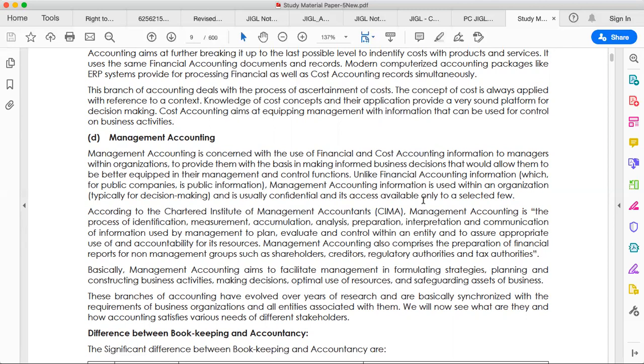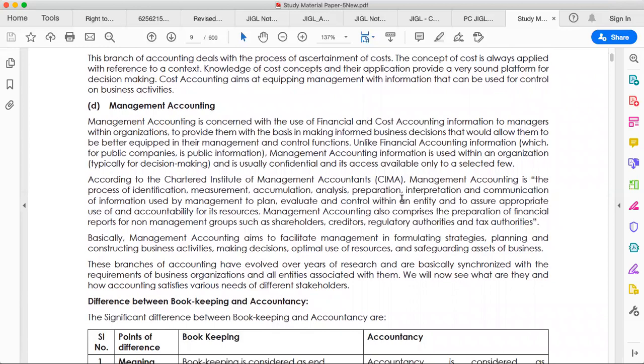Obviously, you cannot give this access to your labourers. It will always be accessible to the higher authorities, like supervisor, manager, senior manager, CEO, CFO, MD, board. It will be accessible to only those senior persons.